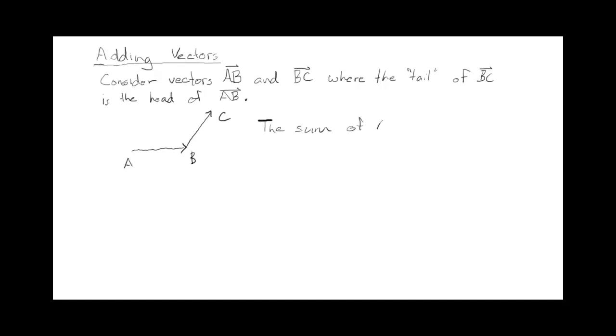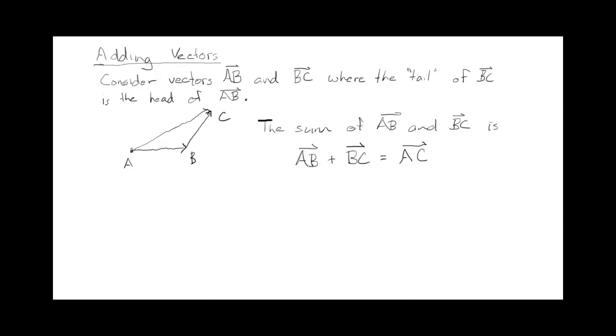of AB and BC is, well, we'll write it with a plus symbol, so AB plus BC will be a vector, and that will be the vector starting at A, finishing at C. So that would be the vector AC. Okay, so that's how you define vector addition.